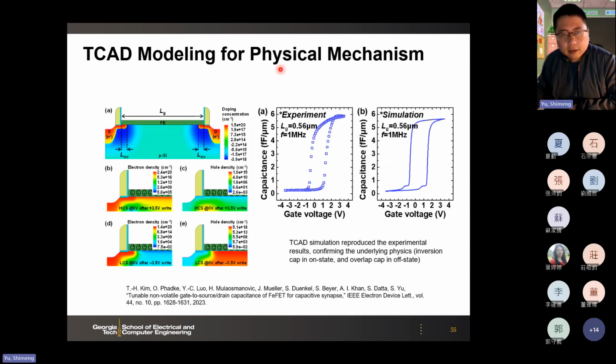And also we validated the proposed mechanism through TCAD simulation. We try to reproduce the device structure in TCAD, and depending on the dipoles pointing up or pointing down, we can have channel inversion or channel depletion, and then we can simulate the CV. This is the simulation result, and this is the experimental result with the same gate length, and you see that we can reproduce the behavior from the data through this TCAD simulation. So this verifies the proposed physical mechanism.